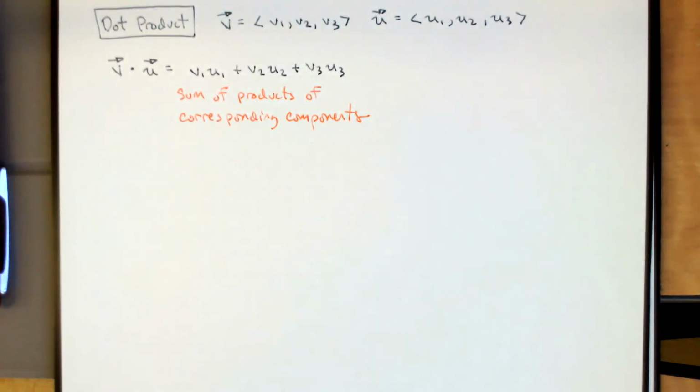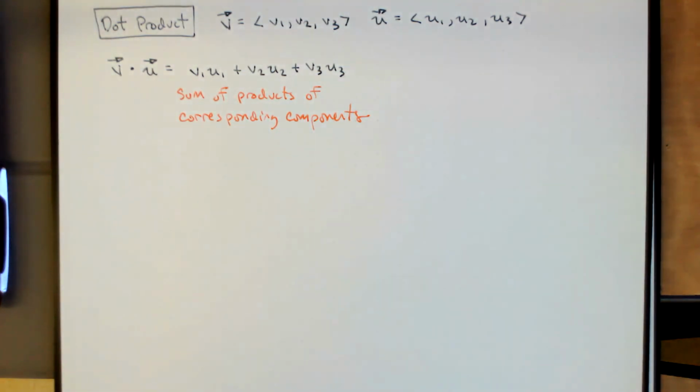The products of corresponding components, these are scalar products because the components are all scalar. So it's implied that the product is just a scalar product. But the dot product is the sum of the products of the corresponding components. This is one way to calculate the dot product.